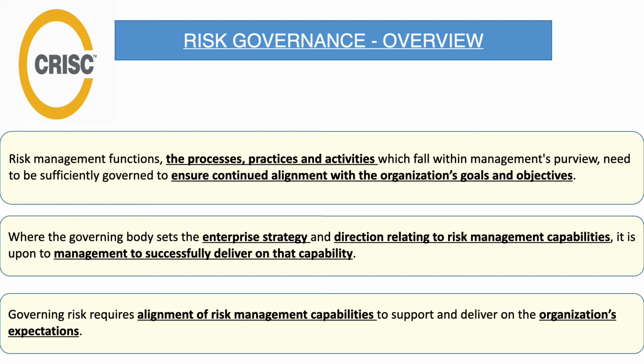So, to maintain alignment with the enterprise goals and objectives, the risk management function, the processes, practices and activities that fall within the management purview need to be well managed. Management is responsible for successfully implementing risk management skills where the governing body establishes the organization's strategy and direction. So aligning the risk management skills to support and meet organizational expectations is necessary for risk governance.